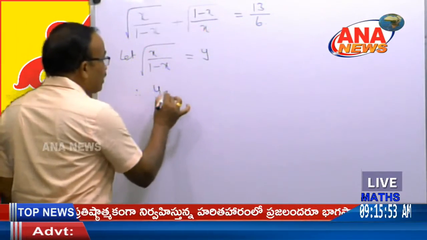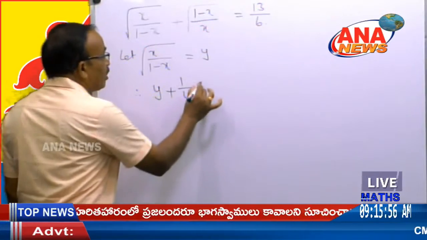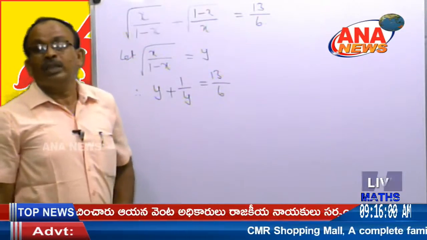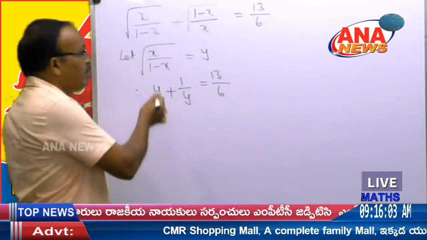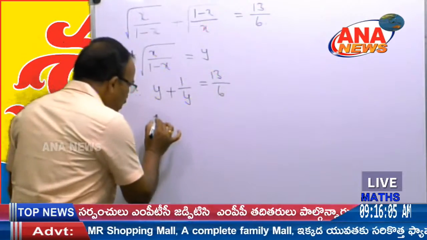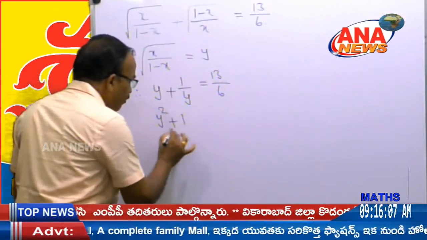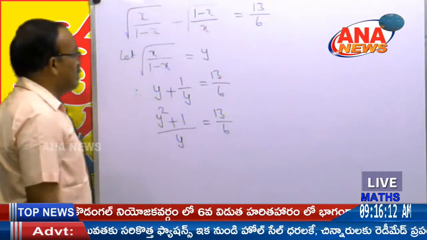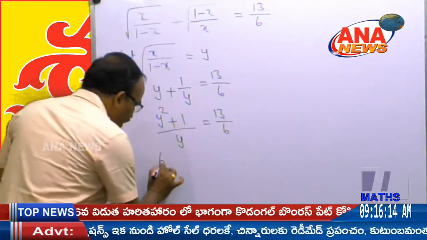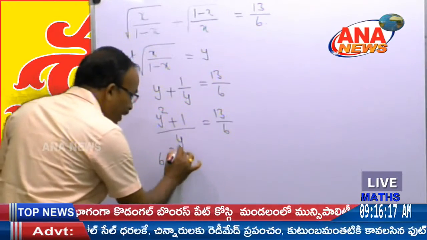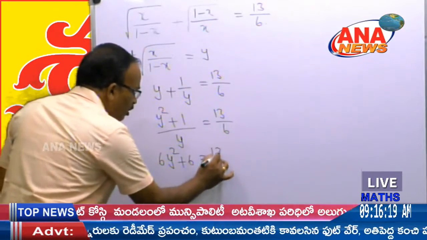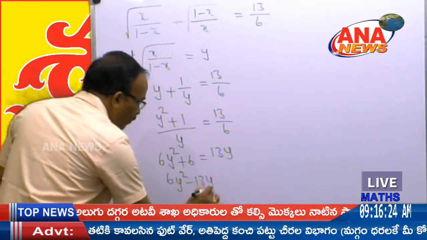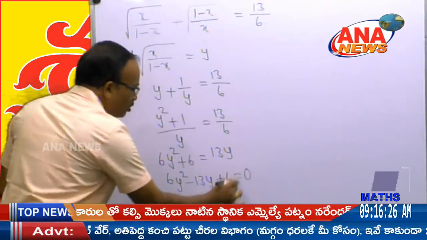y plus 1 by y is equal to 13 by 6. Now simplify it. This is y square plus 1 by y is equal to 13 by 6. Simplify that: 6y square plus 6 is equal to 13y. So 6y square minus 13y plus 6 is equal to 0.